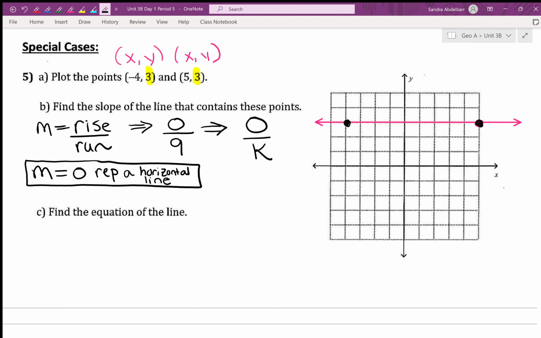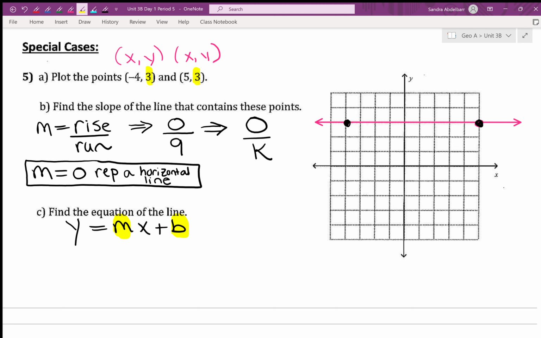Okay, now we want to find an equation of this line. Well, when I ask for an equation of the line, aren't I looking for y equals mx plus b? I need a number for m, and I need a number for b. Jake? Y equals 3. Yep, you're a step ahead of me.